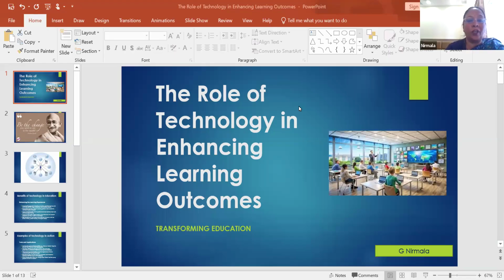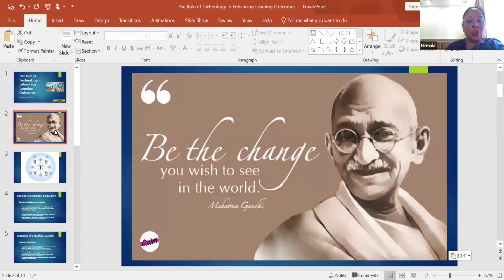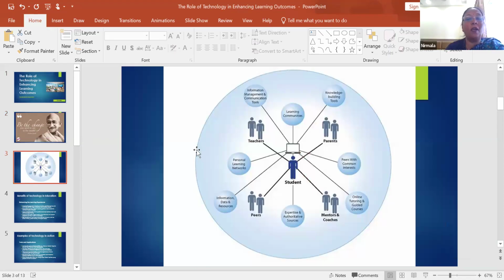Today's topic is the role of technology in enhancing learning outcomes. As Mahatma Gandhi, our father of the nation, gave a quote: be the change you wish to see in the world. Now, why does education have to be technology related? It relates to management, information and communication tools, learning communities, knowledge building tools, common interests and personal learning networks, information, data, and resources. Then you have experience and authoritative sources, mentors, and coaches.